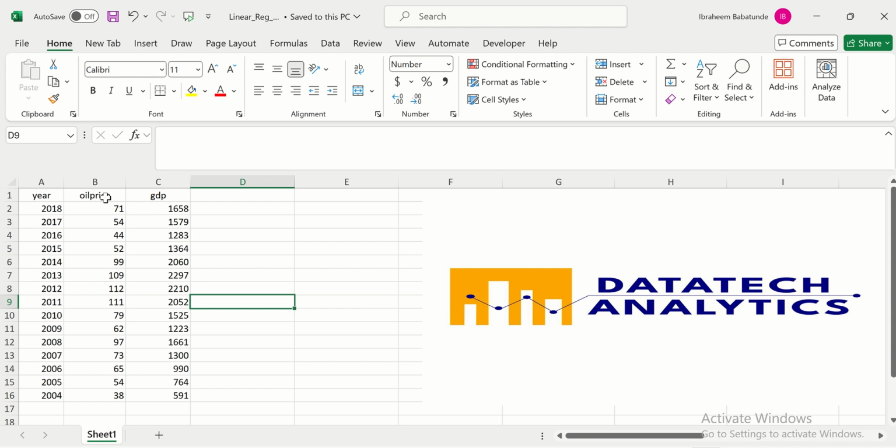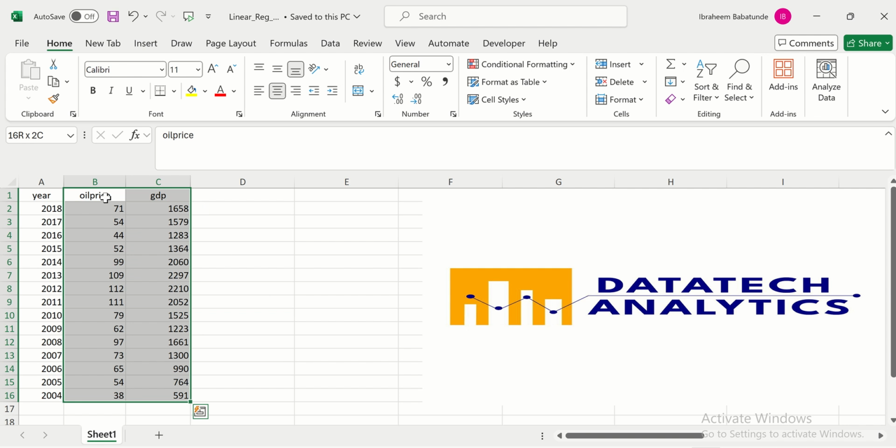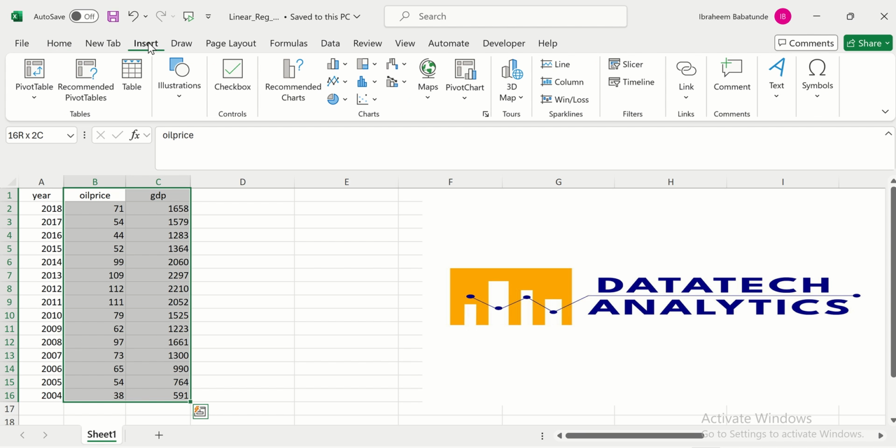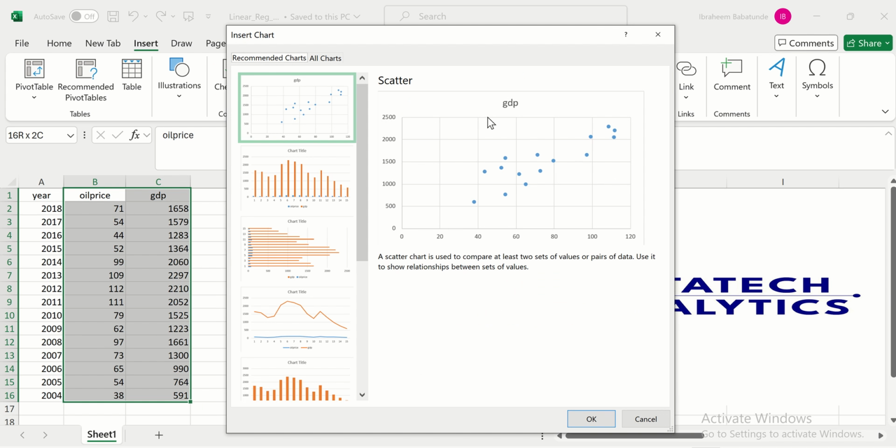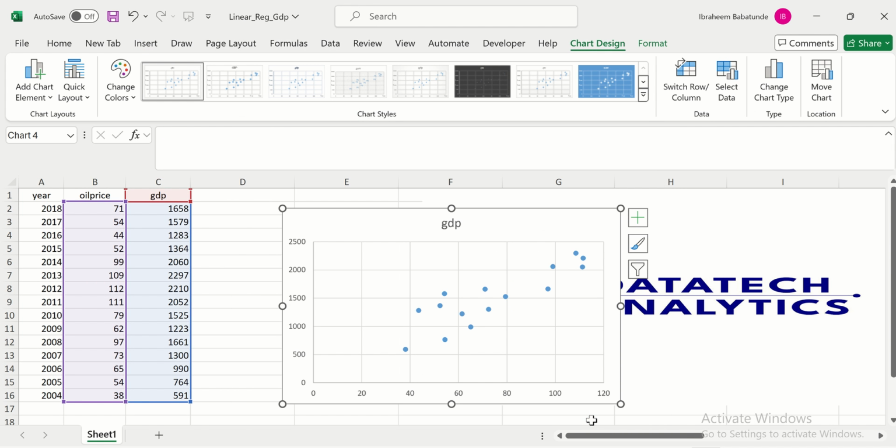Now, to do that, you just need to highlight the oil price and GDP data like this. Then you go to insert. This is one way of doing it. Once you go to insert, we'll go to a scatter diagram. As you can see, it has shown it for me automatically by default, and this is what I'm looking for. Then you just need to press OK. Once you press OK, you can see that I have the scatter diagram, with different points for this figure.